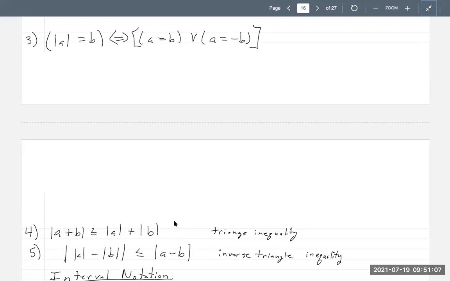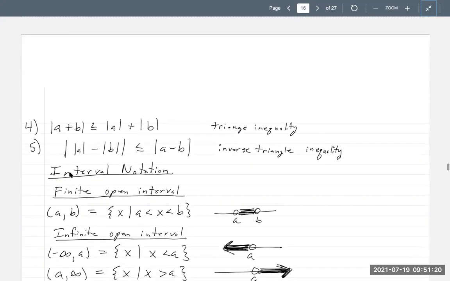And so the triangle inequality says the absolute value of A plus B is less than or equal to the absolute value of A plus the absolute value of B. The reverse or inverse triangle inequality says that the absolute value of the difference of the absolute values of A and B is less than or equal to the absolute value of A minus B. And so rewriting this inequality, we can write it this way.